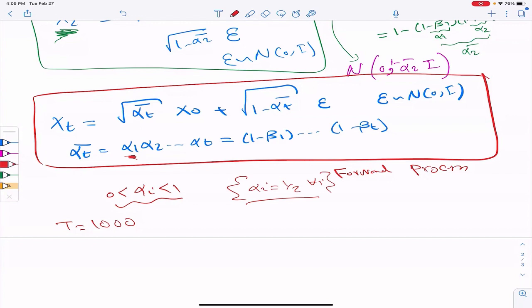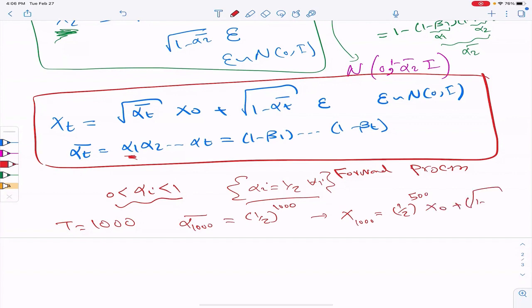So it will be what? What would be the alpha 1,000 bar? It will be the multiplication of all of the alphas, right? So you have, let's say, 1/2 for each of them. So it will be 1/2 to the power 1,000. Therefore, your x1,000 is going to be what? Square root of it, which will be 1/2 to the power 500 times x0 plus 1 minus this times noise.